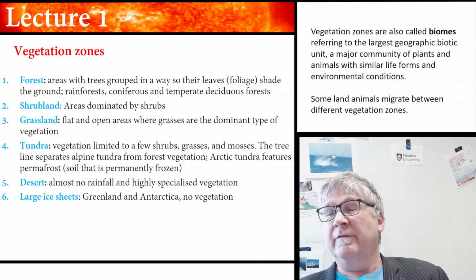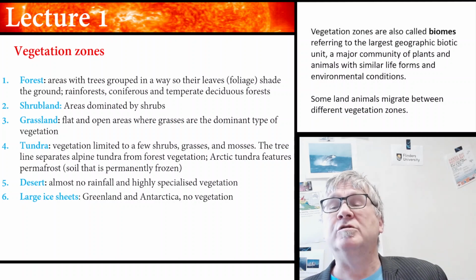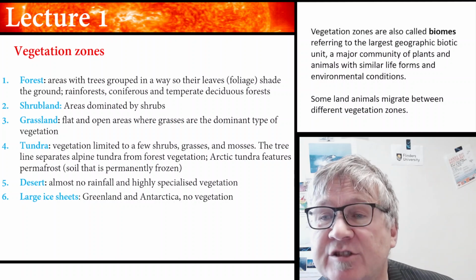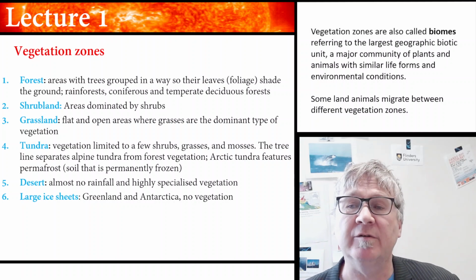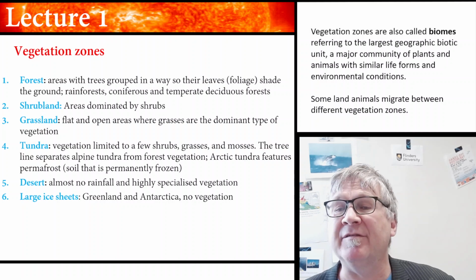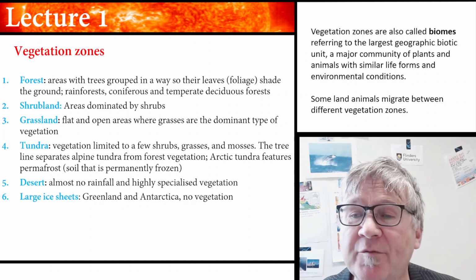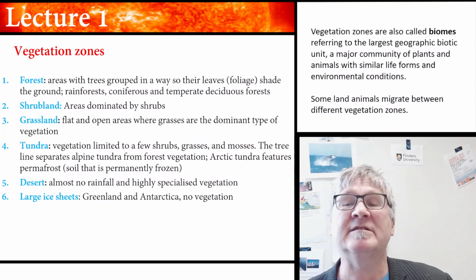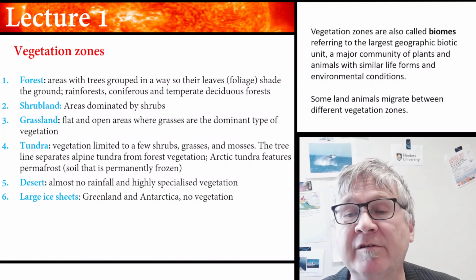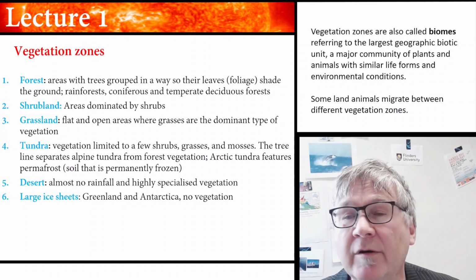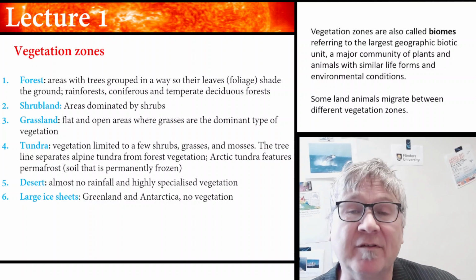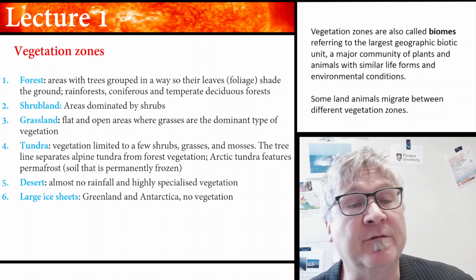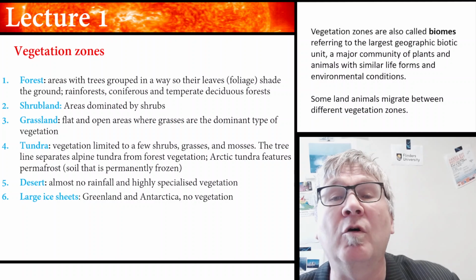Okay? Vegetation zones are also called biomes, referring to the largest geographic biotic unit, a major community of plants and animals with similar life forms and environmental conditions. Noting that some land animals migrate between different vegetation zones. So that's where the word biomes comes into play. So we can think of different vegetation zones, and let's go through that list here.